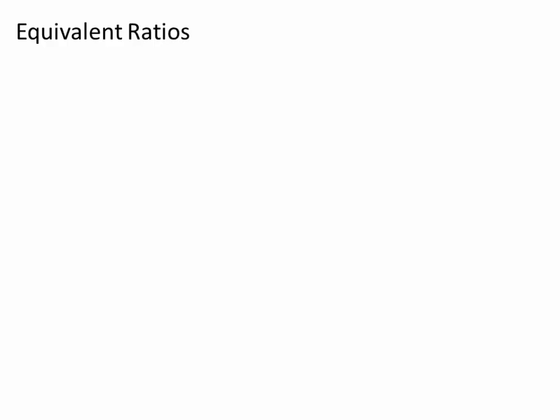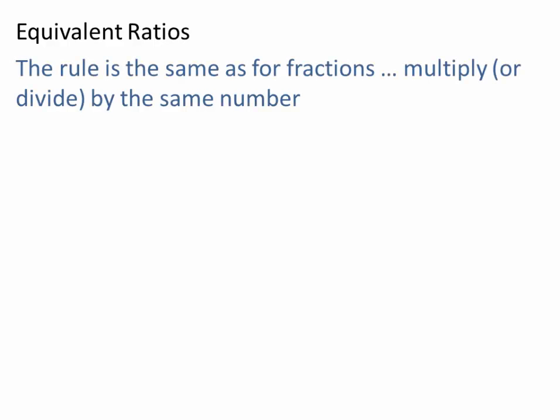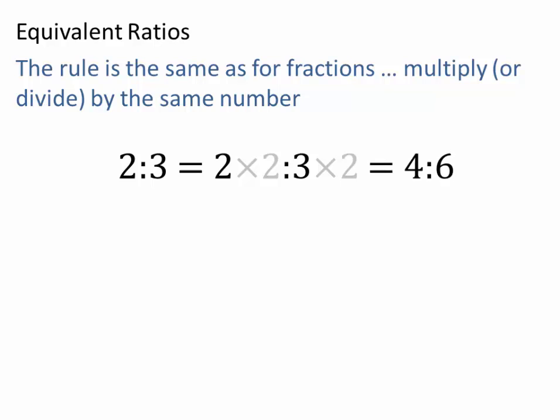Now these are called equivalent ratios, and you use the same rule as you used in fractions. In other words, you multiply or divide by the same number. So for this one, we just multiplied both by 2. 2 times 2 is 4, and 3 times 2 is 6.